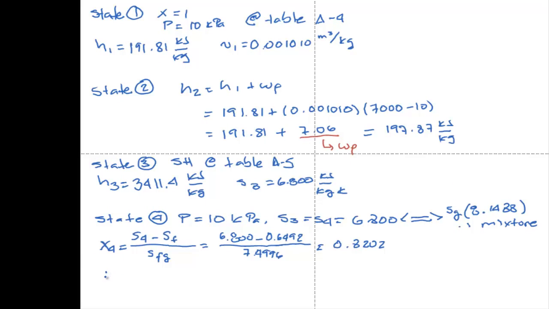That means that 82% of the mass that we have is in vapor phase. The remaining 18% is in liquid phase. So with this, we have finished computing our properties.